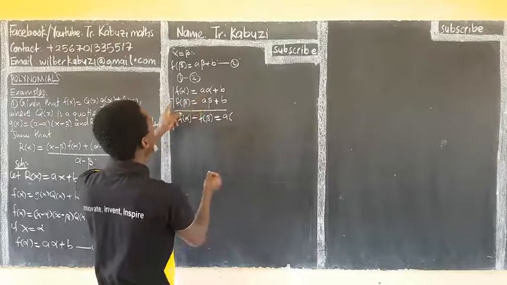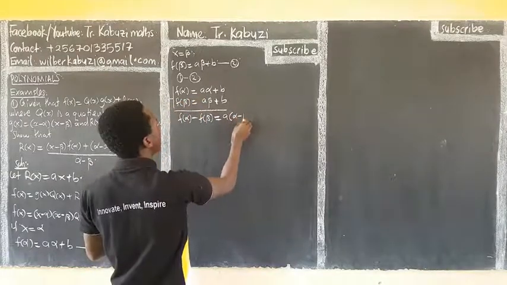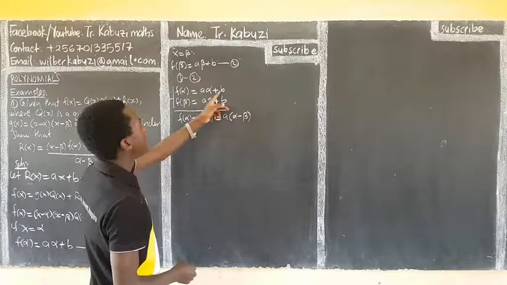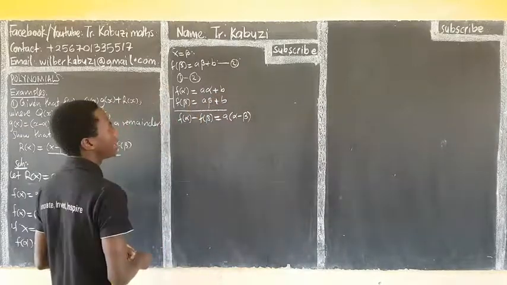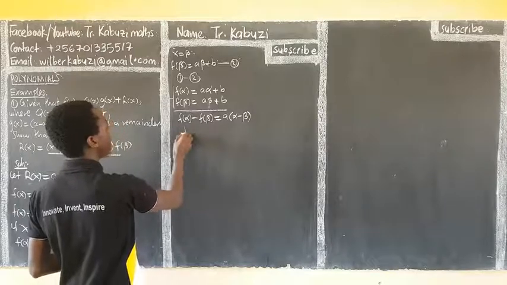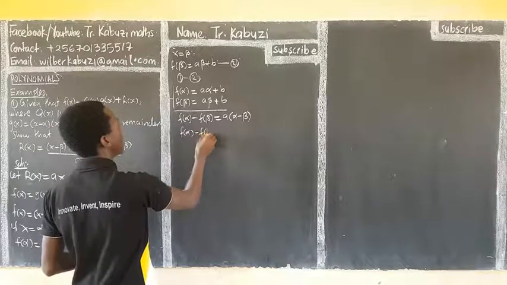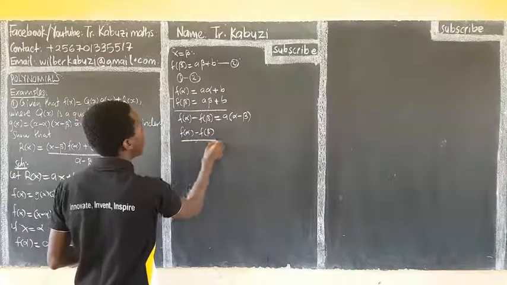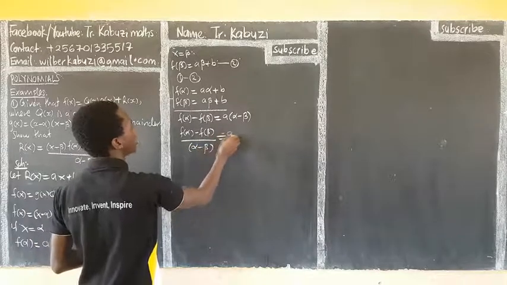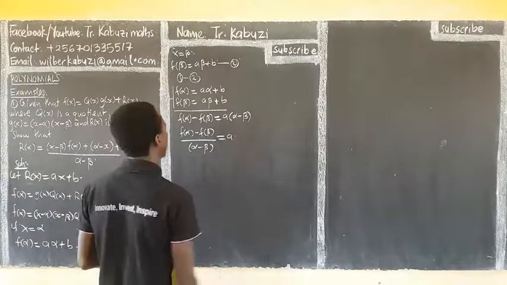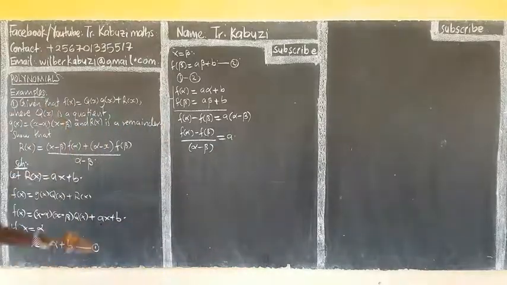Then alpha minus beta, alpha minus beta, b minus b, it will go to 0. So you make a the subject. If I make a the subject, from here it's f of alpha minus f of beta, divided by this, alpha minus beta, is equal to a. So this is the value of a.